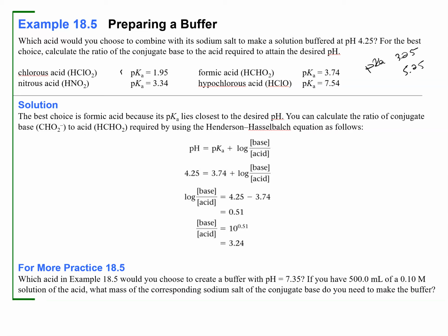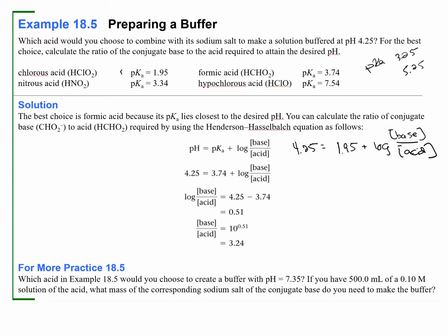Because what would happen is, well, let's take a look at that. Actually, I think we might do that in a later chapter. But if we were to put pH, remember pH equals pKa plus log of the concentration of base over acid, what we can do is say if the pH is 4.25, and in this case chlorous acid, the pKa is 1.95, you could solve for the ratio of conjugate base to acid. And let's just do a quick thing here.